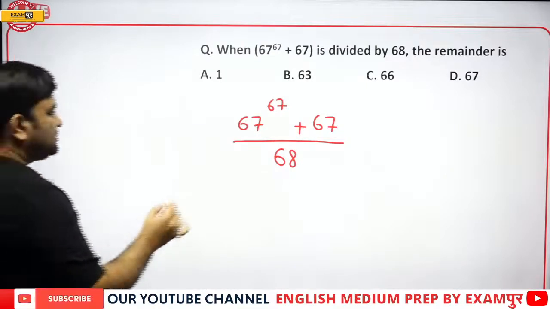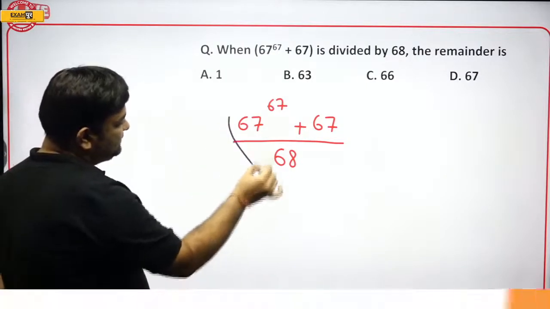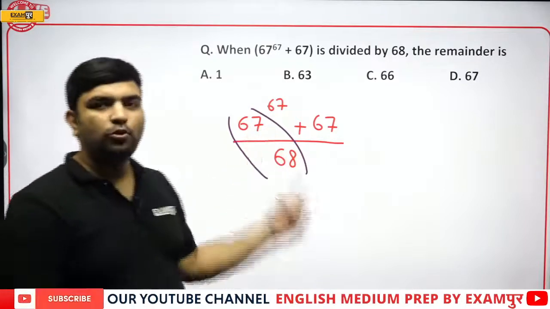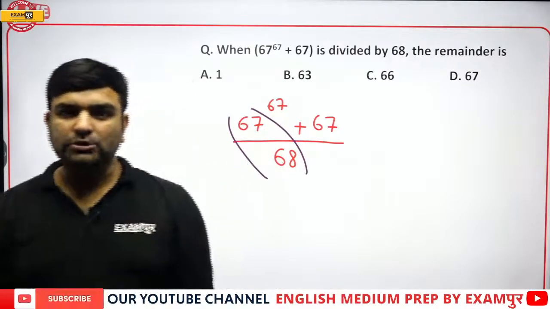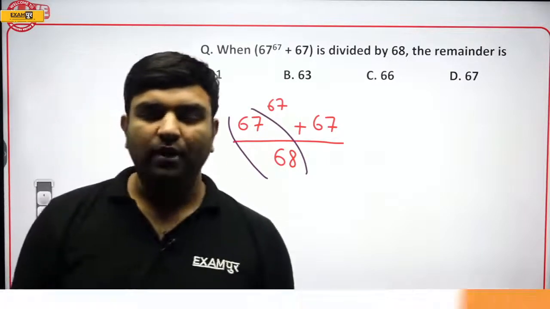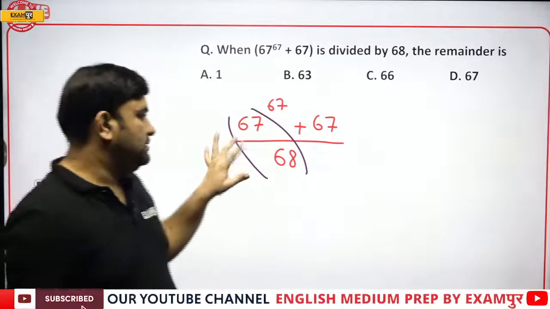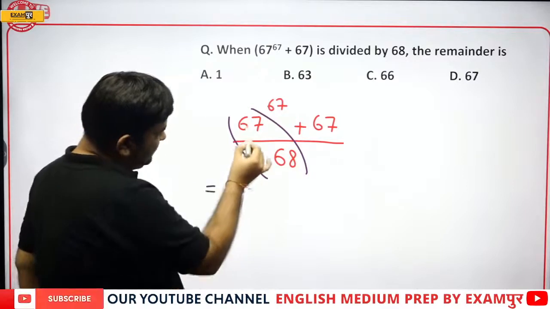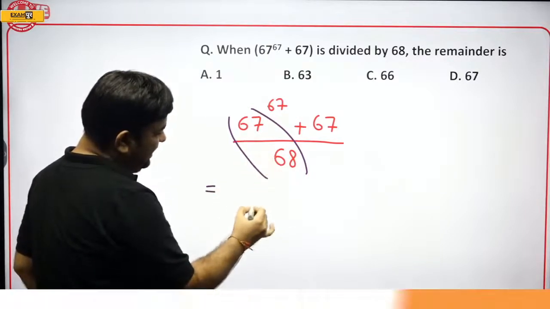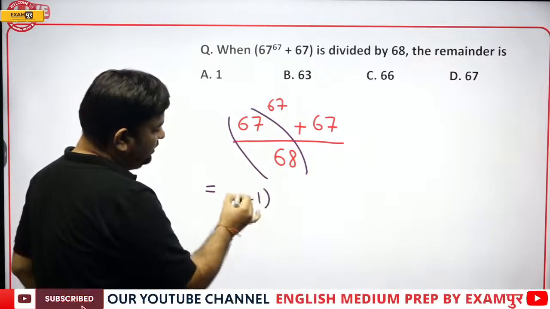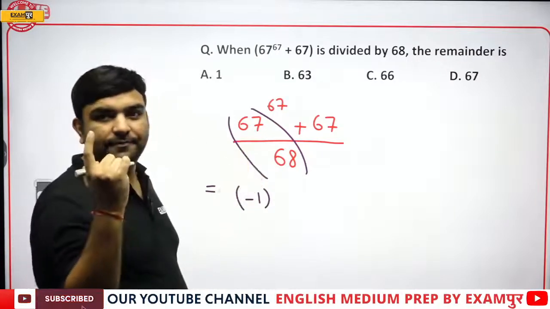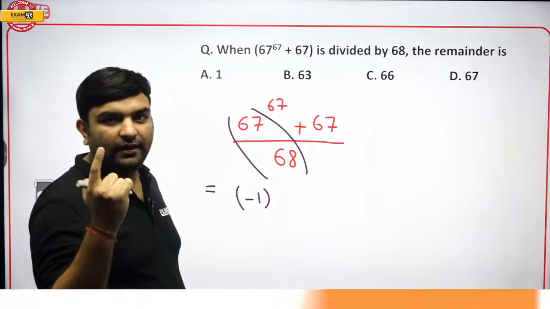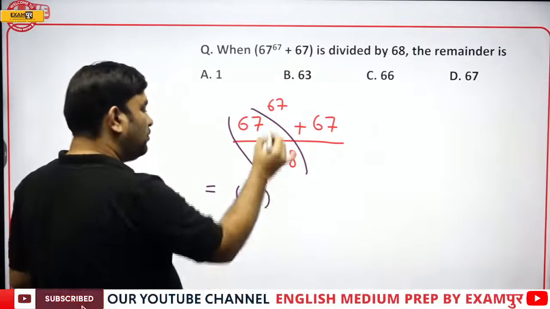In powers questions, always first find out the remainder from the normal division, excluding the power. Just find out the remainder from the number. 67 divided by 68 gives a negative remainder of minus 1 because it is 1 less. Now raise the power.